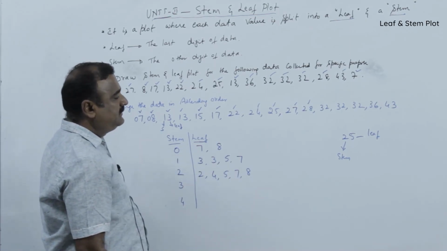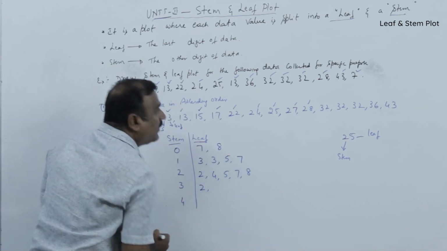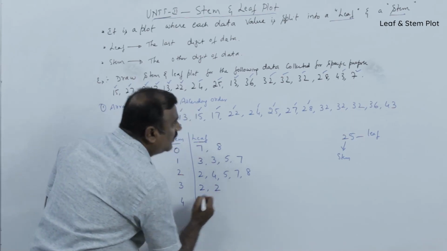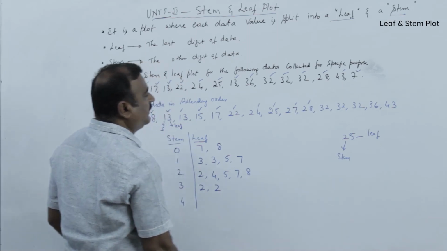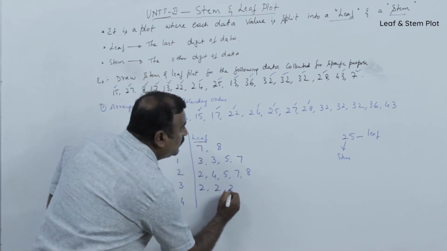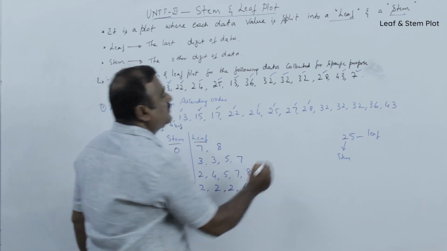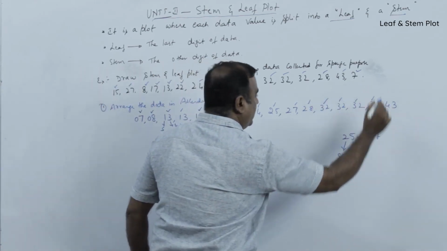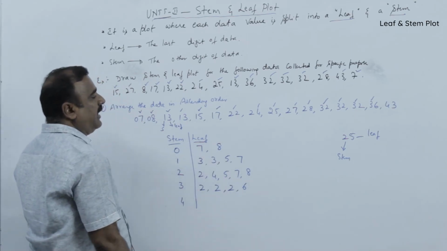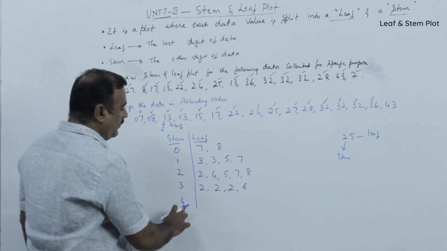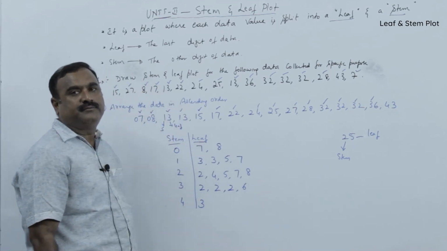Okay. Next, 3 is the stem part. 32, 32, 32 are there, and again 6 is there, so all these are 4 values: 32, 32, 32, 36. Next, the last is 43. 4 is the stem part and 3 is the leaf part.